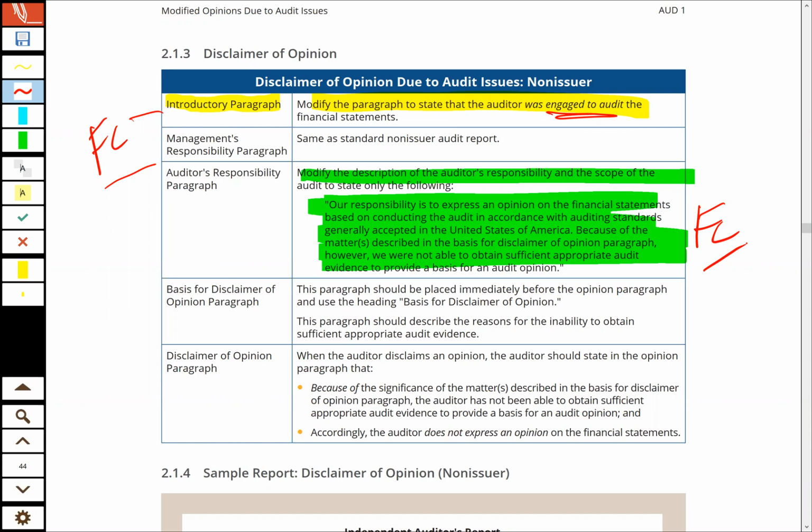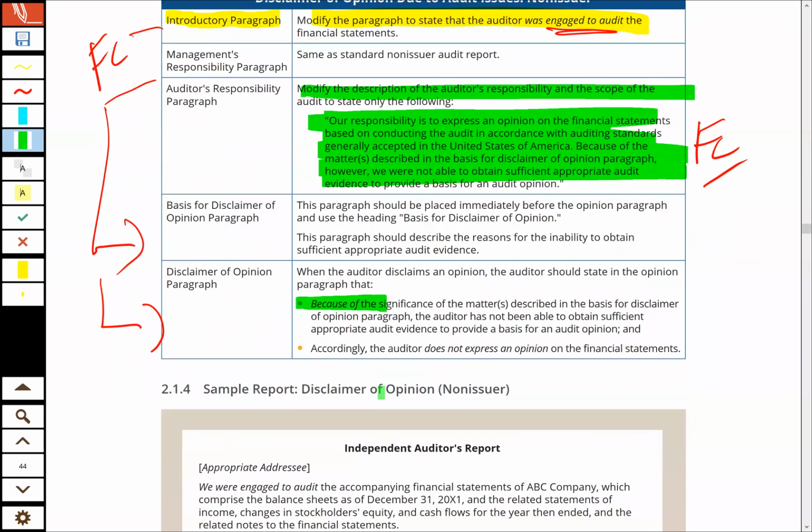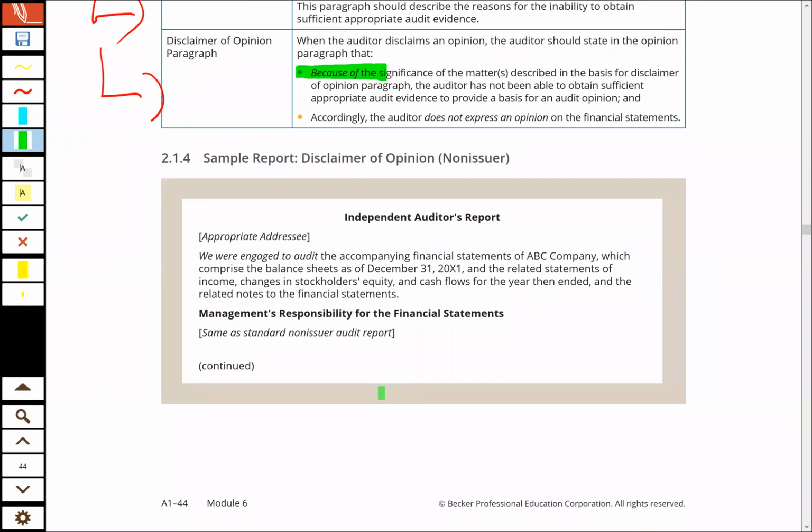Just put this language, flashcard that, okay? In the auditor responsibility paragraph. Major change there, the auditor's responsibility paragraph. Then, in terms of the structure, you just put the basis for the disclaimer, and then what is a disclaimer, and because of is the language, okay? And we're going to go ahead and go to the example of the disclaimer.